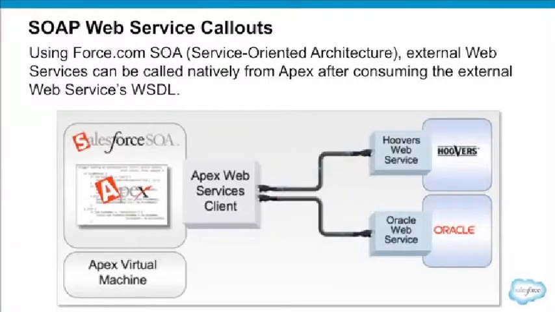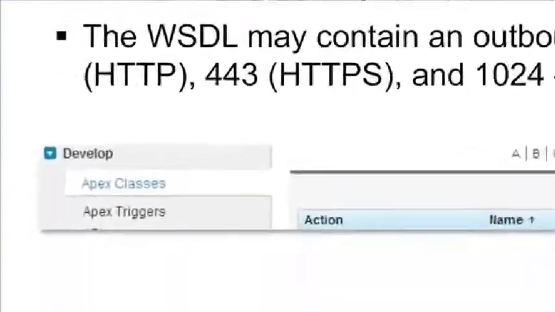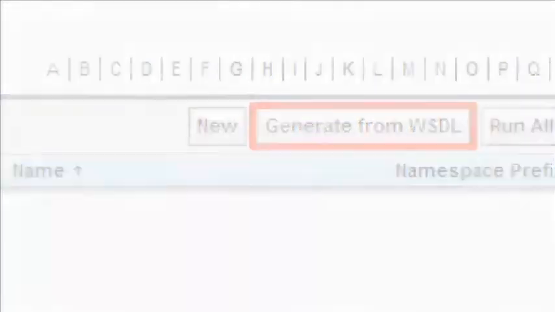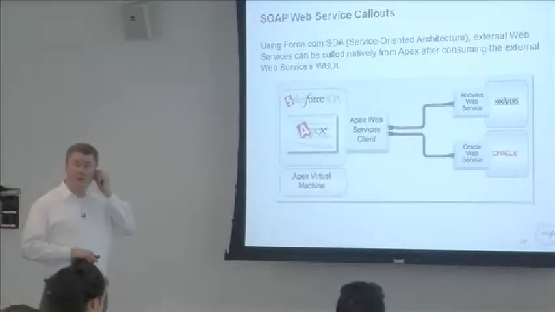So from our Apex engine, we can call your external systems utilizing web service callouts. Now, when we're working with SOAP web services that we want to call from Salesforce, there is a button in the Develop Apex Classes area, and it is Generate from WSDL. So let's say we're contacting a web service being hosted on Hoover's. We would need to get that WSDL from Hoover's and then upload it by clicking on Generate from WSDL inside of Salesforce. This will generate the stub code. Now we can do the web service call out to that system.